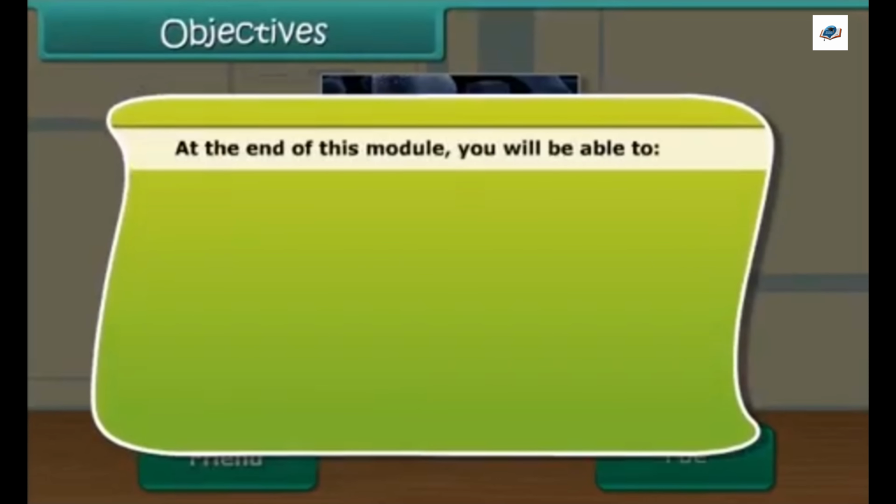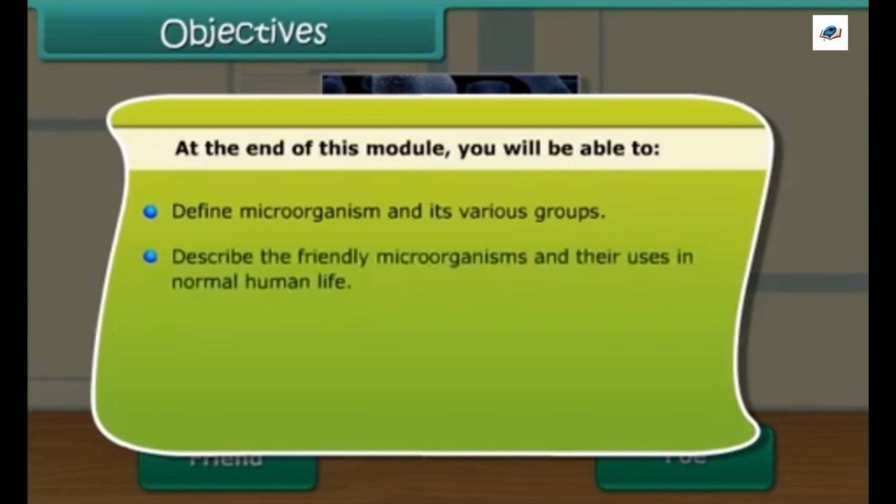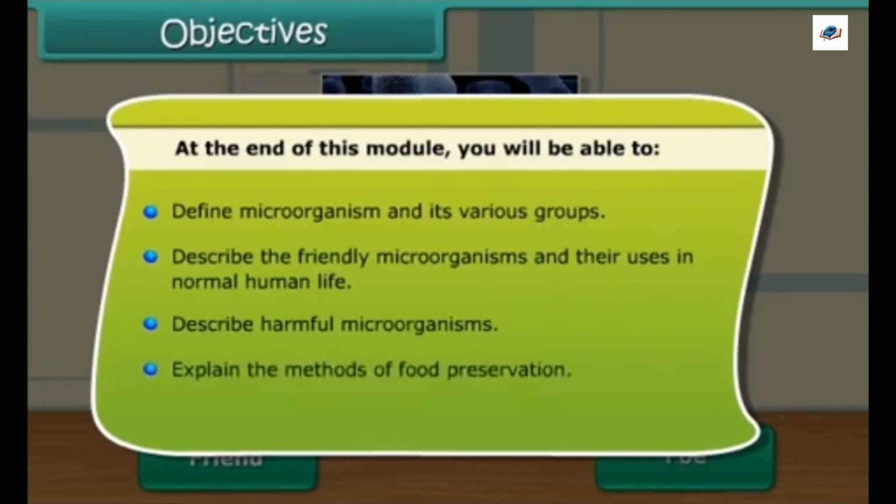Objectives. Friends, at the end of this module, you will be able to define microorganism and its various groups. You will also be able to describe the friendly microorganisms and their uses in normal human life. Besides, you will be able to describe harmful microorganisms and explain the methods of food preservation. In addition, you will also be able to describe nitrogen fixation and the nitrogen cycle.